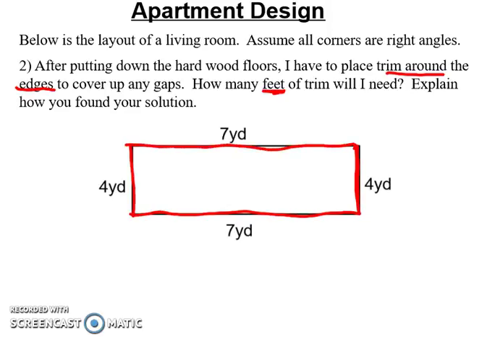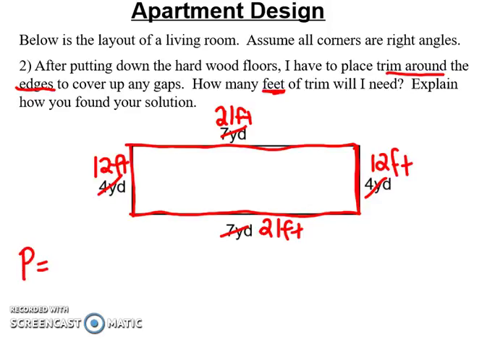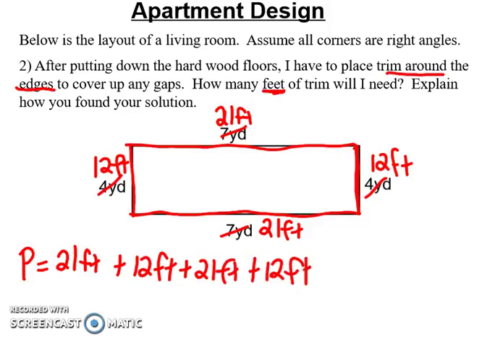That's my perimeter. So I know the perimeter is going to be the sum of my 4 edges. And as we found out before, this was 21, and this was 12 feet, and this was 21 feet, and this was 12 feet, because again, they want the amount of feet. So if I want to find my perimeter, I'm going to add up my 4 edges. So that's 21 feet plus 12 feet plus 21 feet plus 12 feet. Because I'm adding, I add my numbers and I keep the units. When I add, I have to have all the same units.